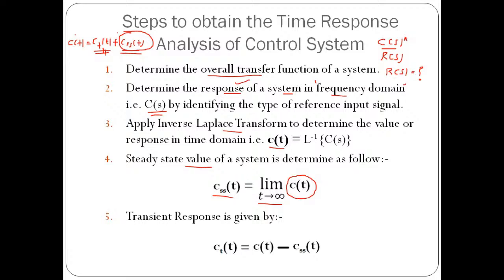And once we know the total time response in time domain, determine the value of that response at t tends to infinity. That component indicates the steady state value. Once you know the total value, once you know the steady state value, subtract that value from total, you will get transient response. That's it. So Ct(t) is going to be C(t) minus Css(t). That's it.